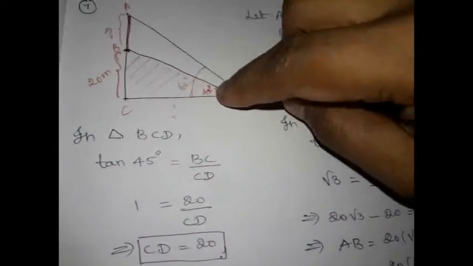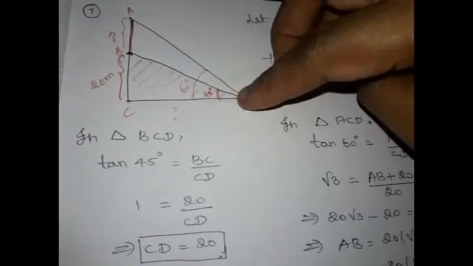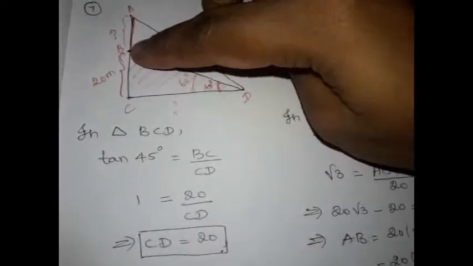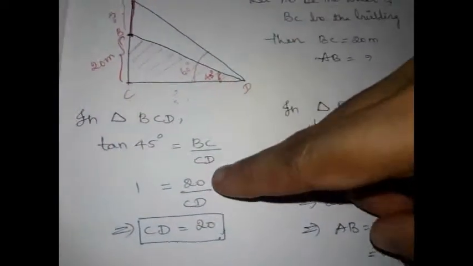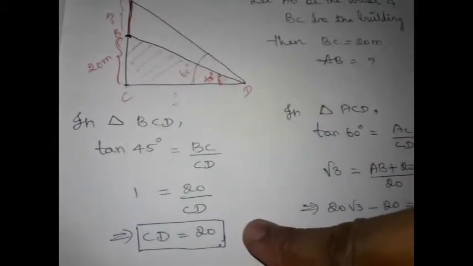So tan 45, bottom is 45 degree. That's what is given in the question. This is the top of the tower and this is the bottom of the tower. Tan 45 is going to be BC divided by CD. So it is going to be 20 divided by CD. So if you cross multiply, CD is going to be 20.